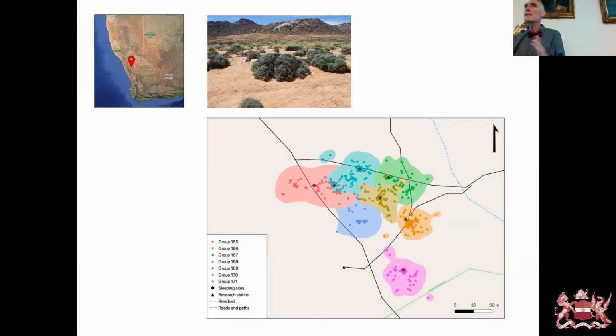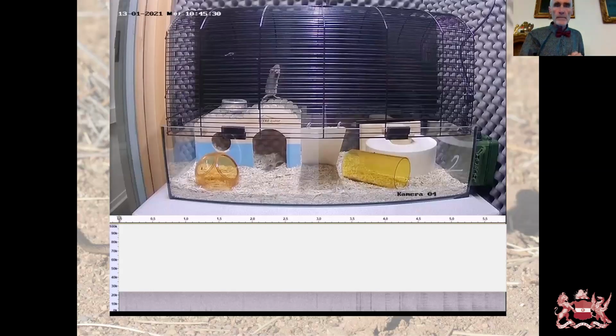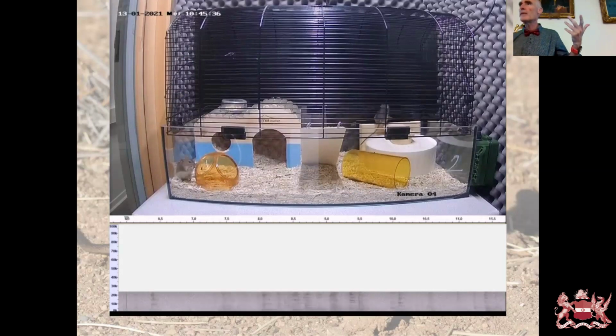And so we are very interested in deciphering the acoustic communication network in those mice. We have them at the lab and we also study them in the wild. When you record those mice and you just play back the sound, you cannot hear anything because it's ultrasound.